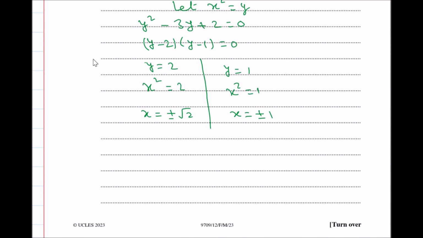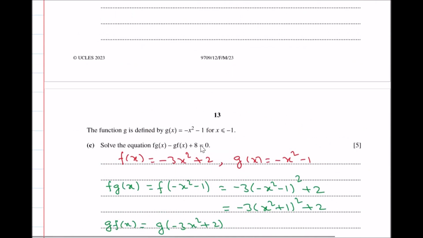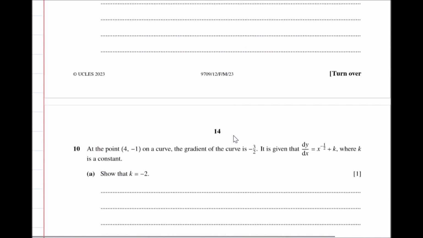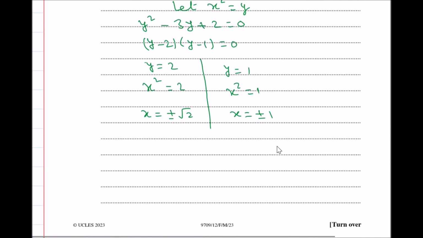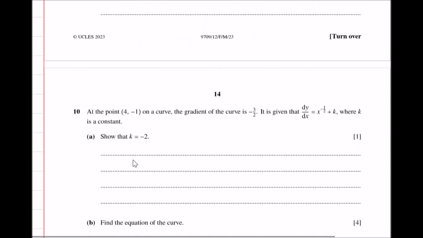So these are the values we got, but we have to see in the question it says x should be less than or equal to minus 1. So we have to take only negative values. Okay. So final answer we will write like this. Therefore, x equal to minus root 2 and x equal to minus 1. Okay. Let's go to the next part.